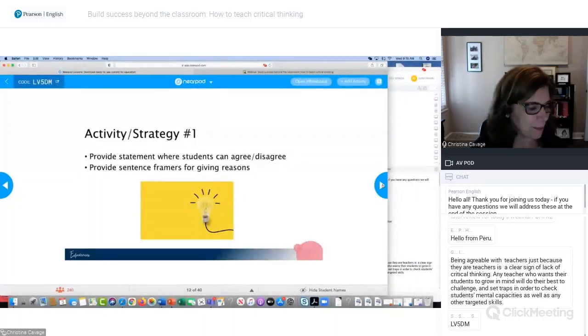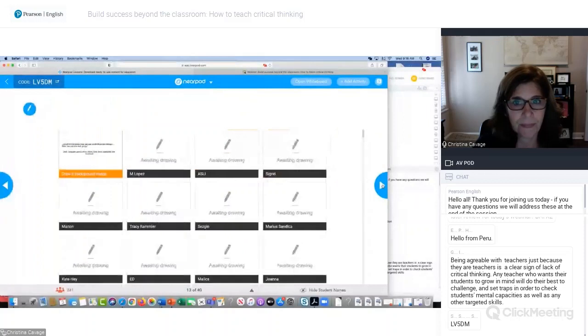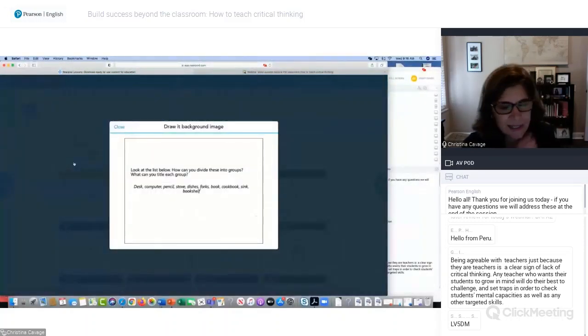So just simply providing a statement where students can agree or disagree. And in the beginning, providing those sentence framers for students, giving reasons. Hopefully after you provide some framers in the beginning, you won't necessarily need to provide framers midpoint of the course and end of the course, because students will understand that is the expectation, right? That is the expectation. And so those of you engaging in Nearpod, let's look at our second strategy.